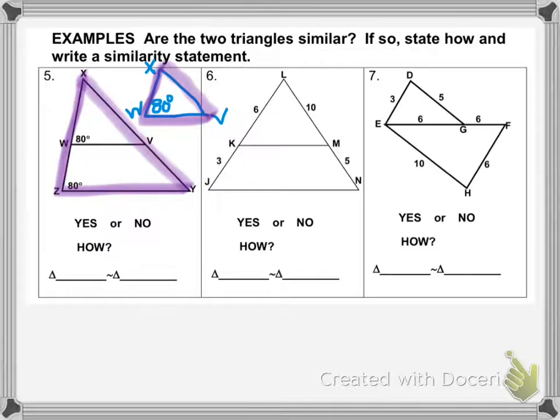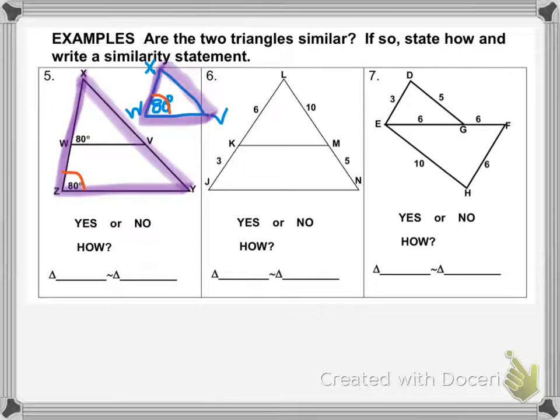Okay, so let's go ahead and see what they have in common. Now notice I don't have anything labeled or told to us about the sides. So we're probably not going to be able to use SAS or SSS. So let's consider AA. We do see that they both have this pair of angles that are both equal to 80 degrees. So there's one pair of angles.